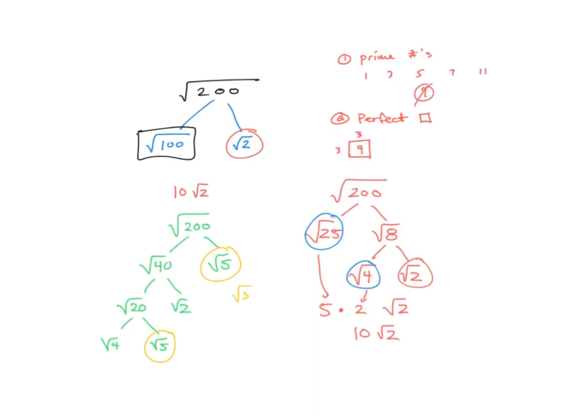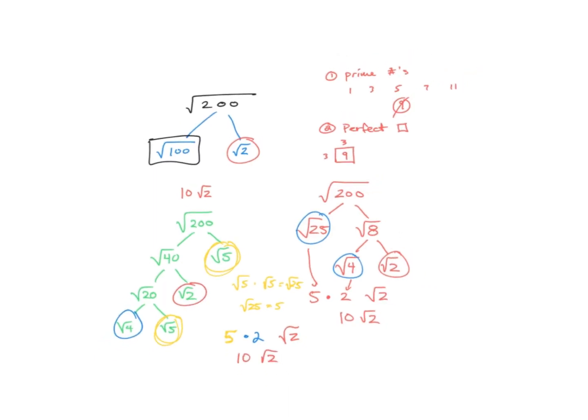And the idea is square root of 5 times square root of 5 is square root of 25. Square root of 25 is 5. So anytime a radical of a prime number repeats itself, it just becomes that number, and that's where you get the 5 from. And then you have your perfect square of 4, which is 2, and then you have your prime number of radical 2, and you end up with a 10 radical 2 once again.